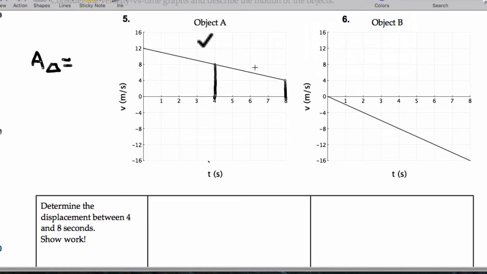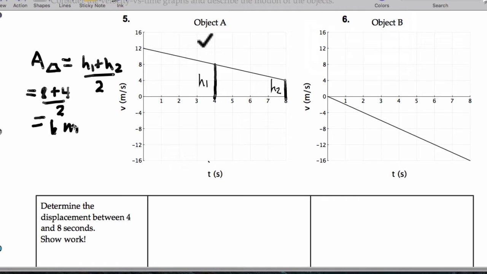I've got this height here, and this height here, and what I can actually do is the following. I can add them up and divide by 2. So my area ends up being 8 plus 4 over 2, which ends up being 6 meters for this one here.